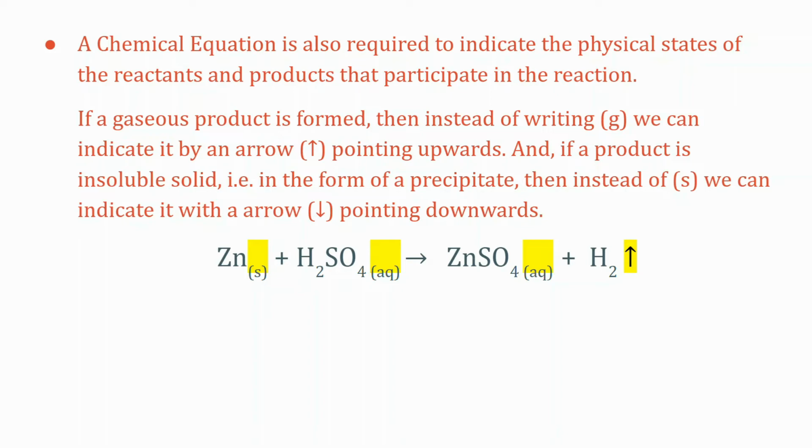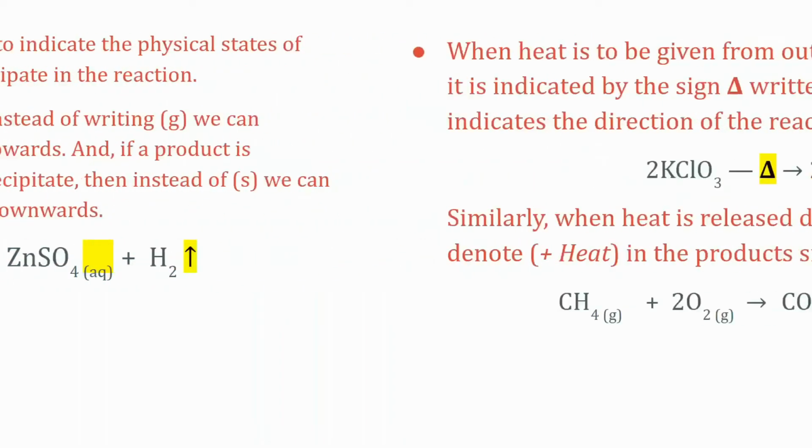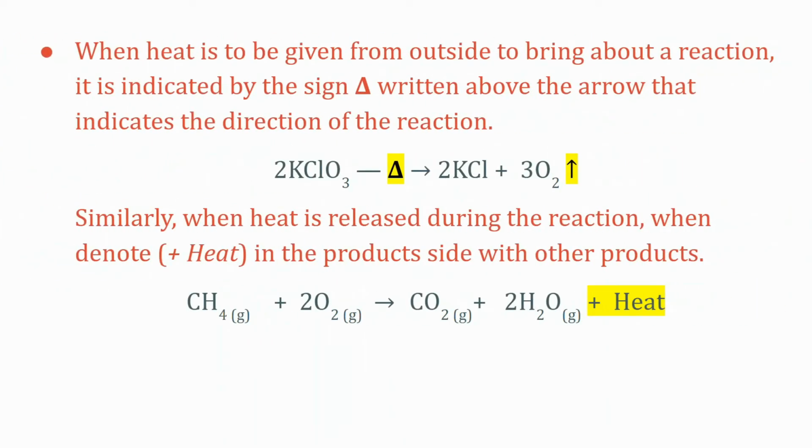So whenever in any example, if you see that your product is a precipitate, that is a formation of a new product which is a precipitate, you show it with a downward arrow. But in this example you can see that your hydrogen is a gaseous product, so you showed it with the upward arrow. Going to the next slide. When heat is to be given from outside to bring about a reaction, it is indicated by the sign delta written above the arrow that indicates the direction of the reaction.